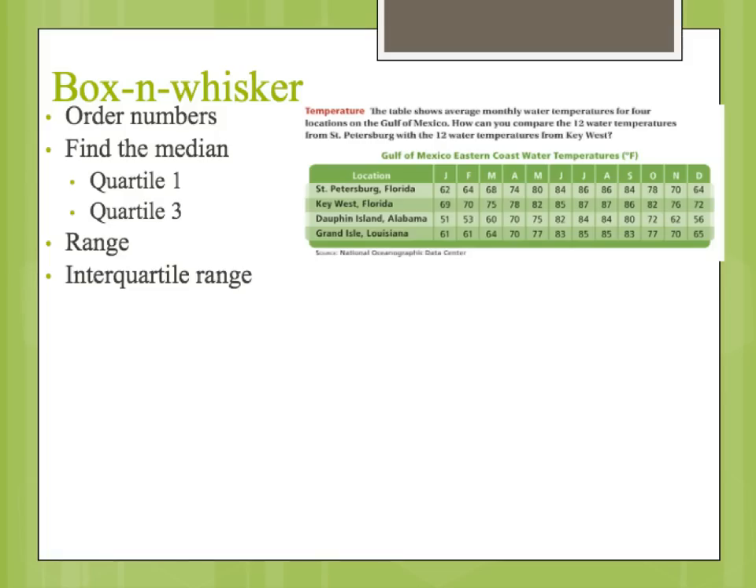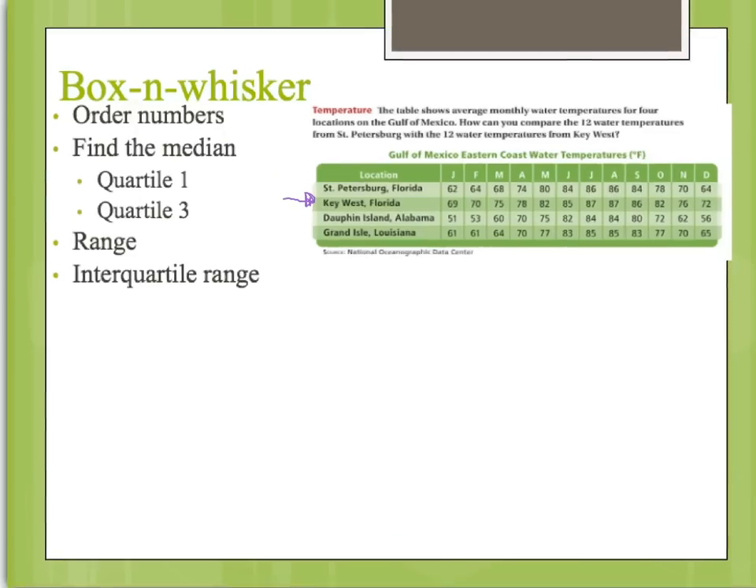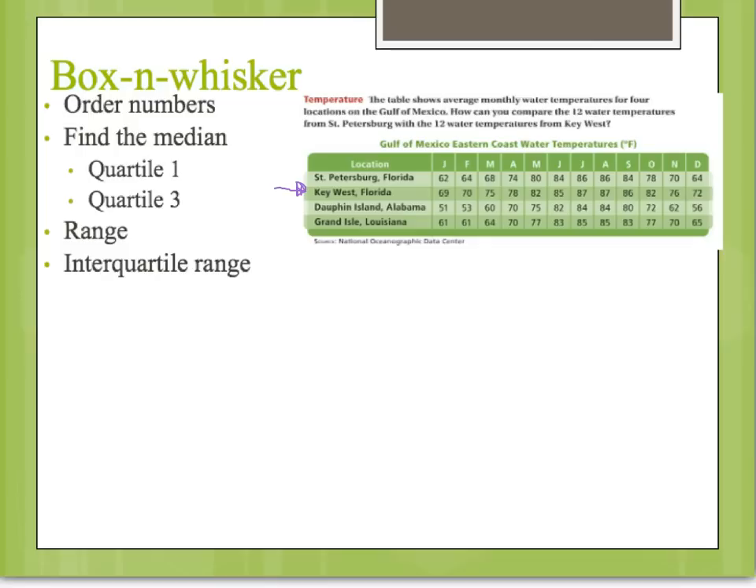So right now, we're going to go over just the Key West information right here. I want to figure out the median, quartile 1, quartile 3, and the 2 different ranges that we have. So the first thing that you have to do when doing this by hand, yes, I say by hand because we're going to try using the calculator later, is you have to order the numbers.